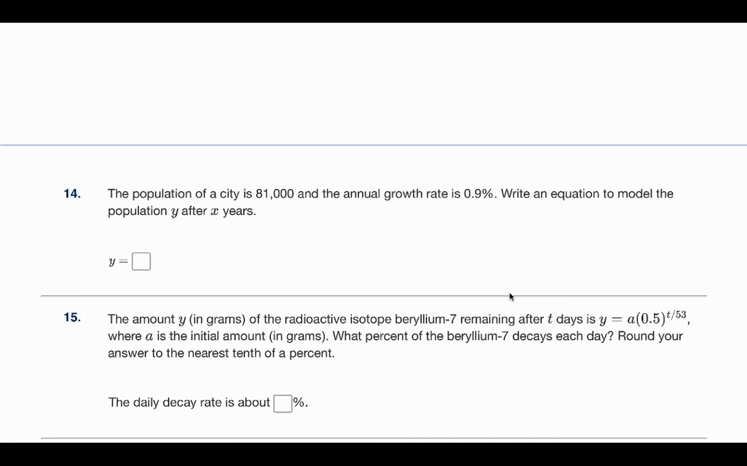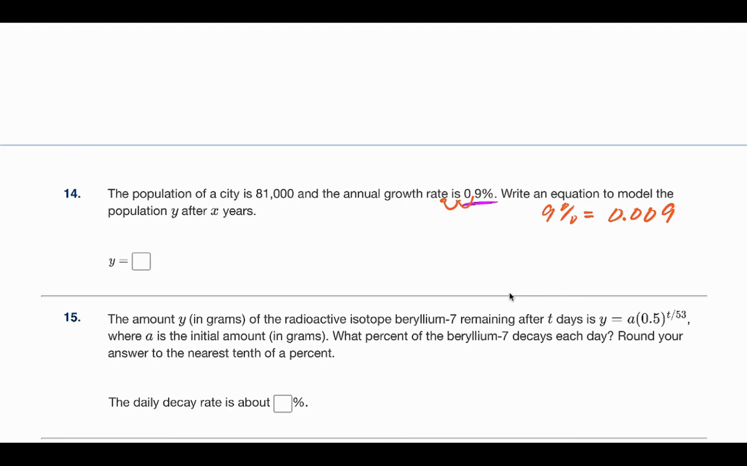So the population of a city is 81,000. And the annual growth rate is 0.9%. Write an equation to model the population y after x years. So remember, the rate here is 0.9%. I need to change it to a decimal. So remember, this time here, I'm going to take my decimal and I'm going to move it this way. So I'll have 0.9% is equal to 0.009.